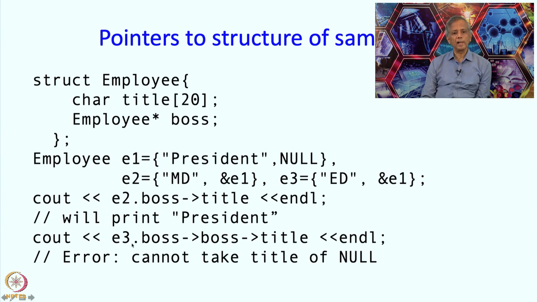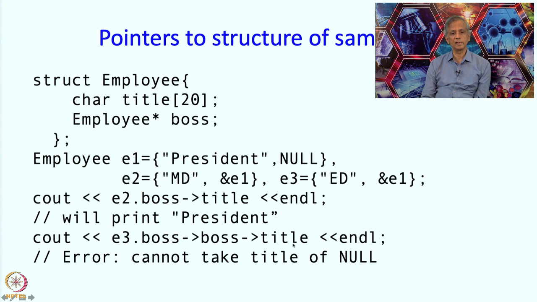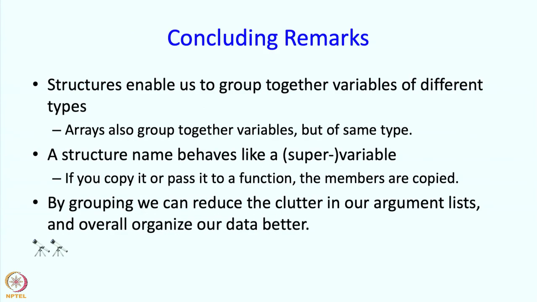Now if we write e3.boss, we will get a pointer to e1. If we take its boss member, we arrow to boss, then we will get null, okay. So if we then print it out, then take the title, then we are making a mistake, because null is not pointing to anything, so we can't take a title of it, and therefore this is going to cause an error. Okay? So at execution time, the program will say that there is something wrong.